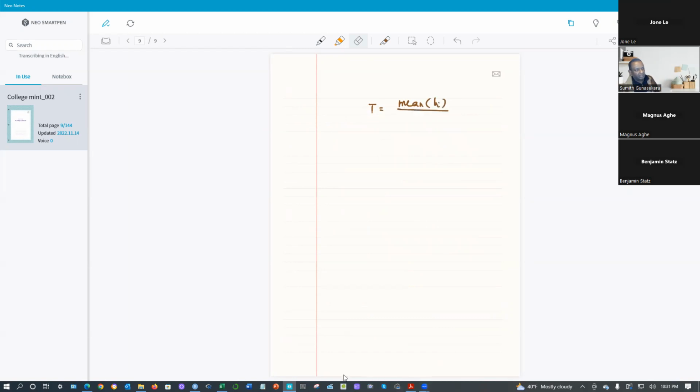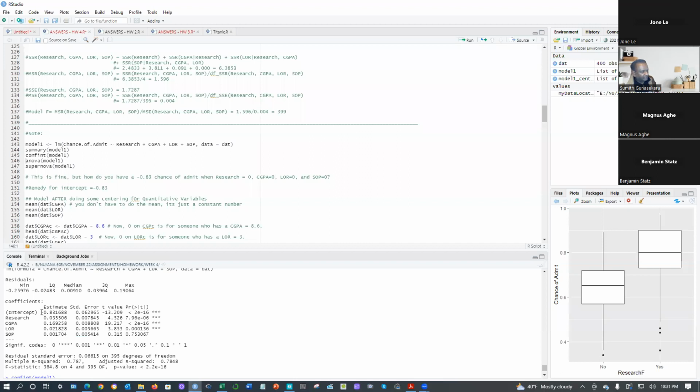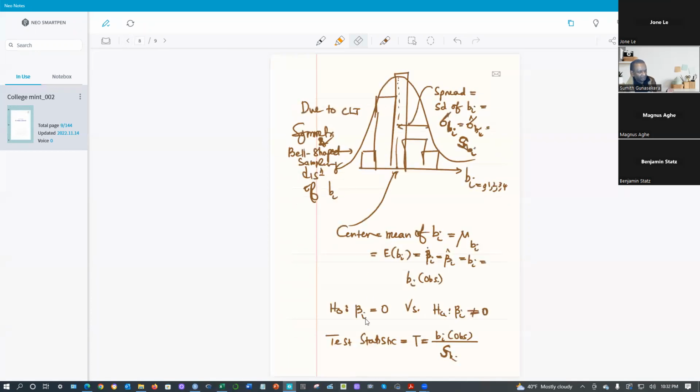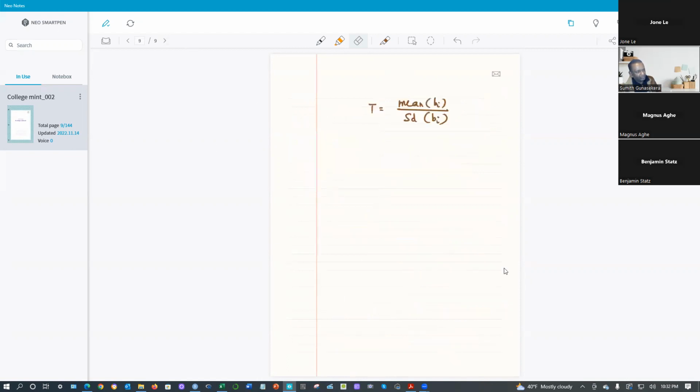This value divided by this value is the T value. Same thing. You really need it to decide the P value, and that P value decides whether you're going to reject H0 or do not reject. I discussed that previously.